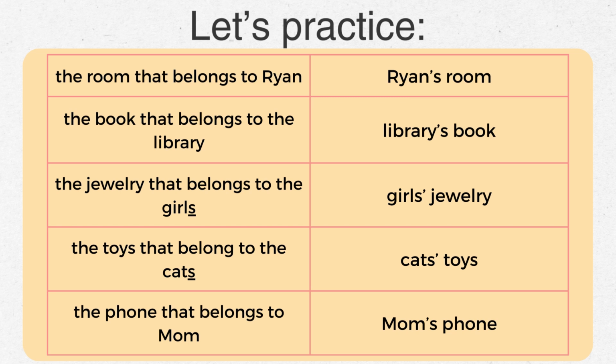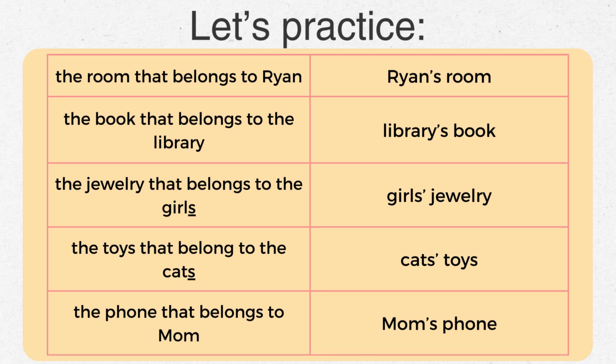The jewelry that belongs to the girls, the possessive for that would be girls' jewelry. Here, girls together is the owner. It ends in S, so we're just adding an apostrophe, and the girls own jewelry. The toys that belong to the cats would be written as a possessive: cats' toys. Cats are the owner. Cats ends in S, so we're just adding an apostrophe, and what do the cats own? It's the toys.